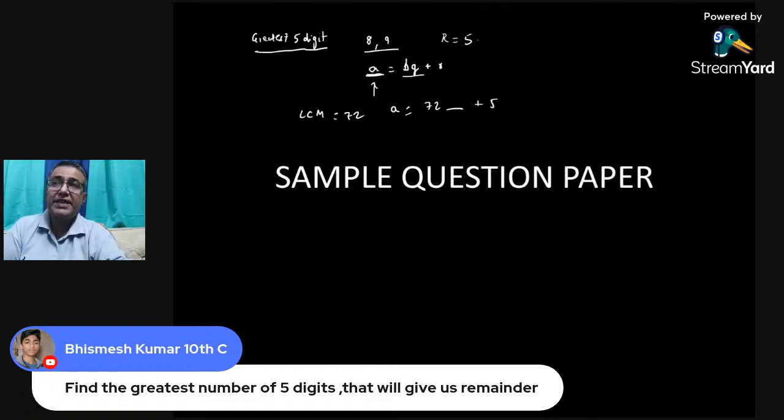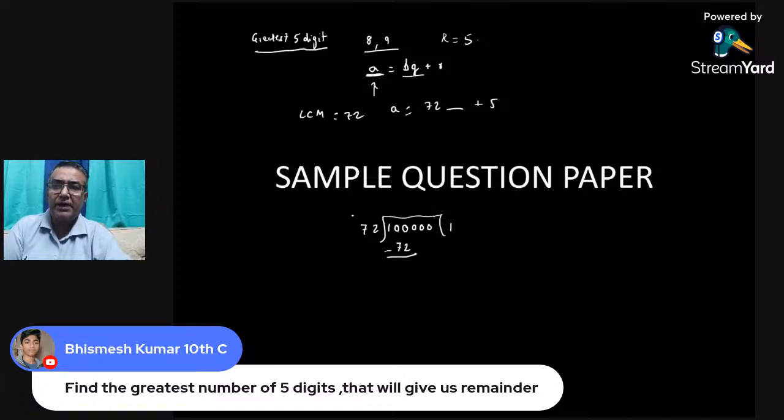First, if we have to find the greatest 5-digit number, all we have to do is take the smallest 6-digit number. The smallest 6-digit number is 1 0 0 0 0 0, that is, 1 followed by 5 zeros. We are going to divide it by the LCM of the two numbers, which is 72. If we divide by 72, we get 72 times 1, which is 72.